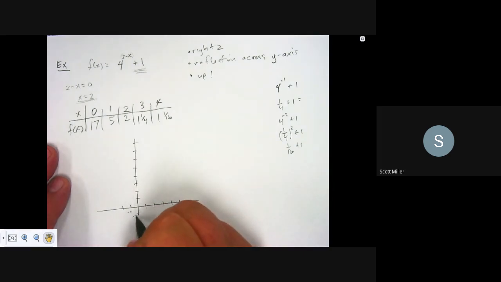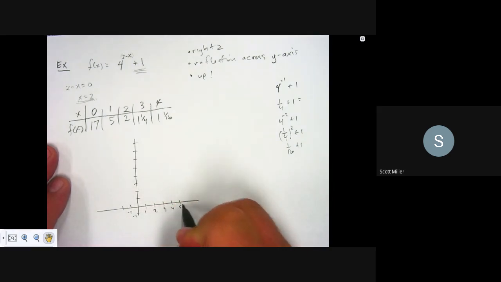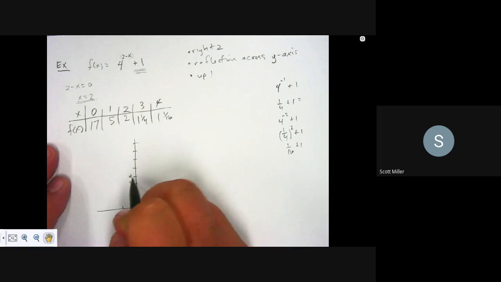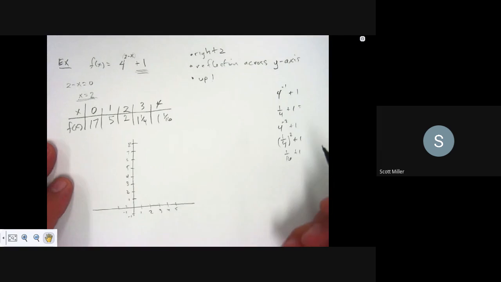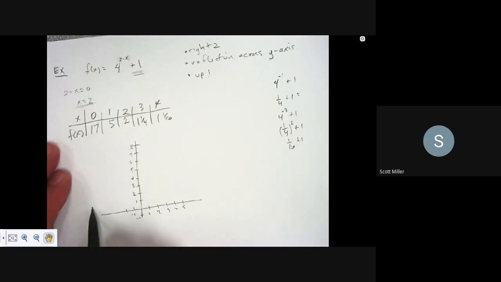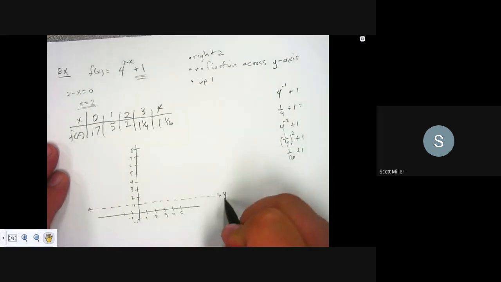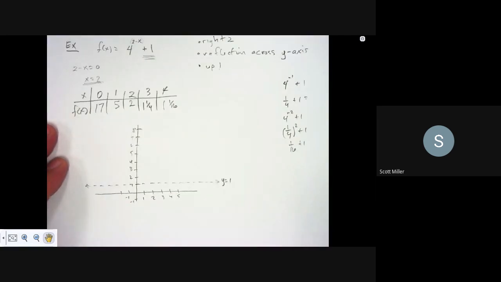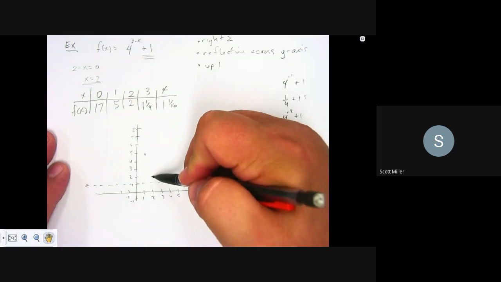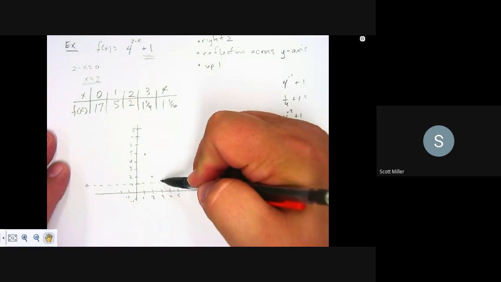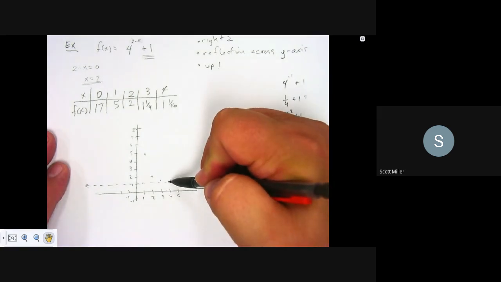-1, -1, 1, 2, 3, 4, 5, 5, 6, 7, 8. So we have a dotted line at 1. I always draw my horizontal asymptote in first. Arrows on each end. Y equals 1. You name it. Then put your dots in. 1 goes to 5. 2 goes to 2. And then these are getting closer and closer to 1, obviously.